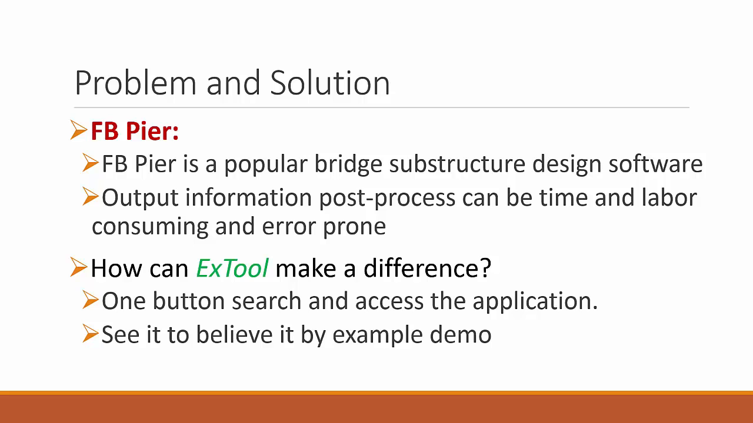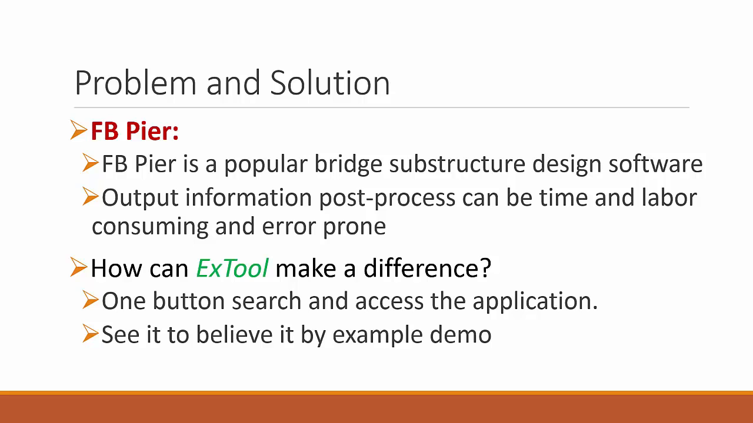Whenever we build an FBPier model, it can analyze and export the results in output text file format. Generally, engineers would use the information within the text file for design or reporting. However, those post-processing efforts can be time and labor intensive, and whenever there's a lot of human activity, inevitably unintended errors will be introduced. So how can XTool make a difference in this case?